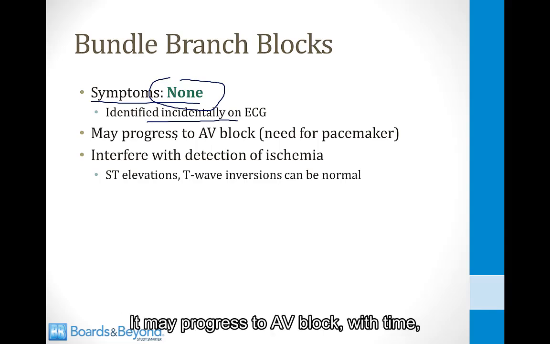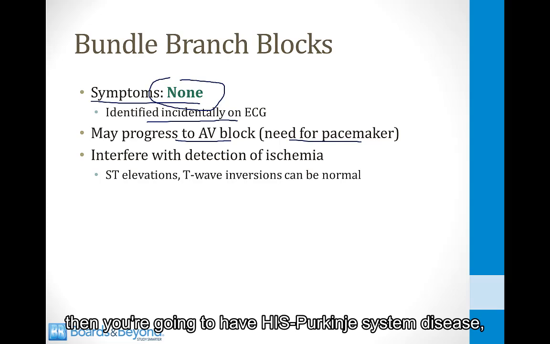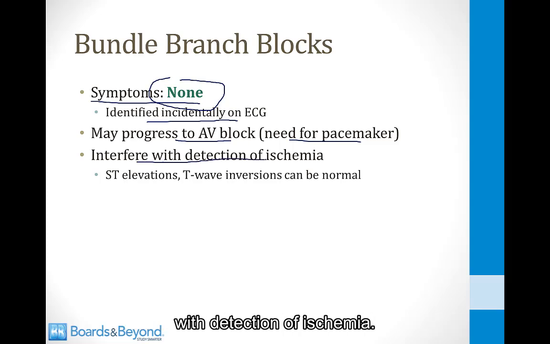It may progress to AV block with time and the need for a pacemaker. Remember, if you've got one bundle branch blocked, that means that if the other one becomes blocked, then you're going to have His-Purkinje system disease and you're going to need a pacemaker. And probably the biggest problem related to bundle branch blocks is a problem for the doctors more than the patient. And that's because the bundle branch block interferes with detection of ischemia.